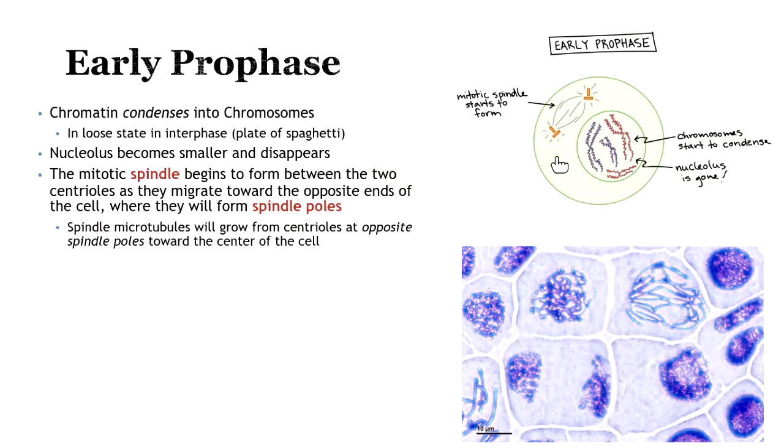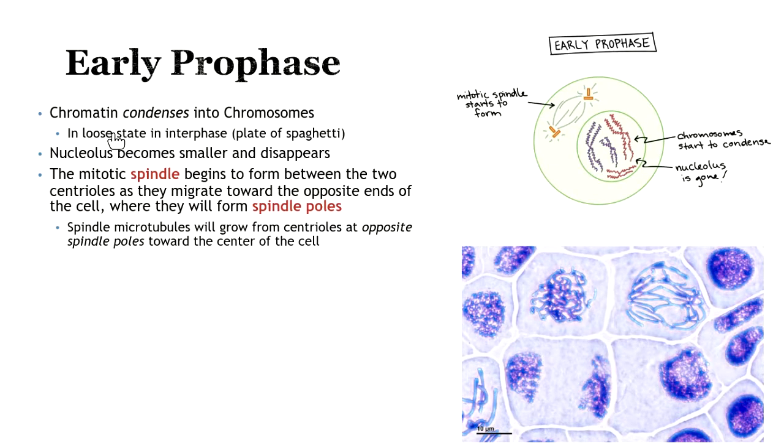Now another thing that's going to happen is the nucleolus becomes smaller and disappears. That's in the very center of the nucleus. It's going to be disassembled, because we don't need to make ribosomes right now. We are just committed to dividing. And we're just going to break it apart because we don't need it right now.